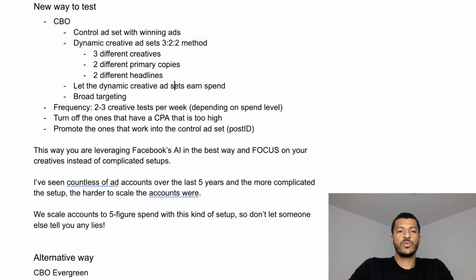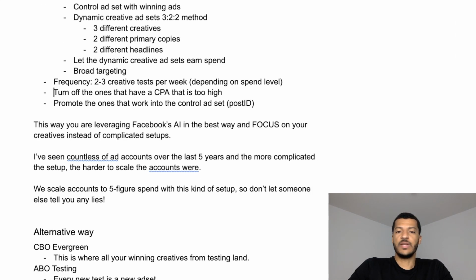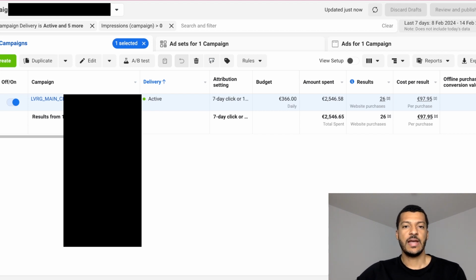Okay, then what do we do? We turn off the ones that have a CPA that is too high, very simple, and we promote the ones that work into the control ad set with the post ID. All right, and now we're in the ads manager. I'm just going to show you how this looks.